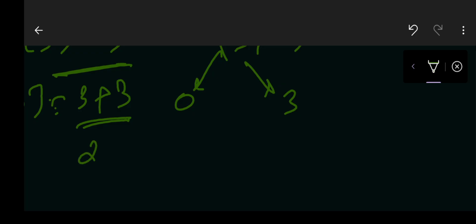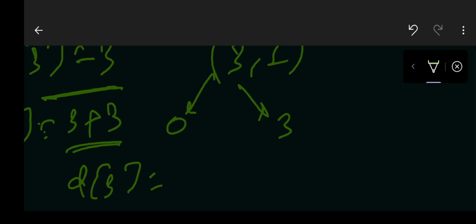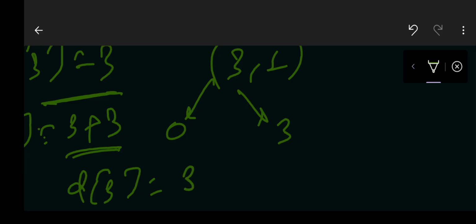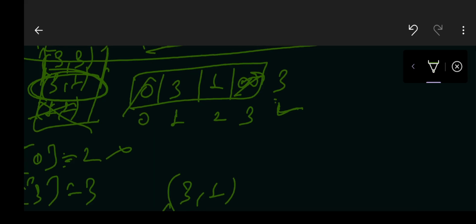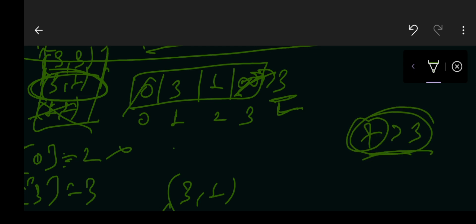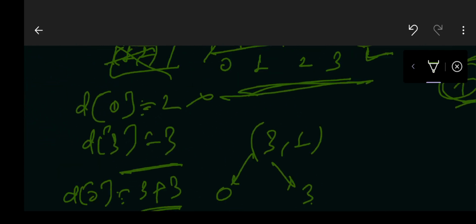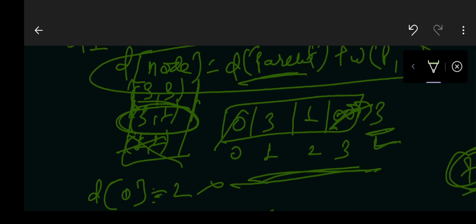Now we go to 3. Distance of 3 is going to be the distance of parent, which is 3, and the distance in between 3 and 1, it is 4. So we get 7. Is 7 better than the previous distance of 3? The previous distance of 3 was what? 3. We updated it, na? We updated it to 3. Now we are calculating the new distance, it is 7. So 7 is not better than 3. 3 is better. So we will not change it. If we did not change it, we are not going to push anything into the queue. So this is also done.